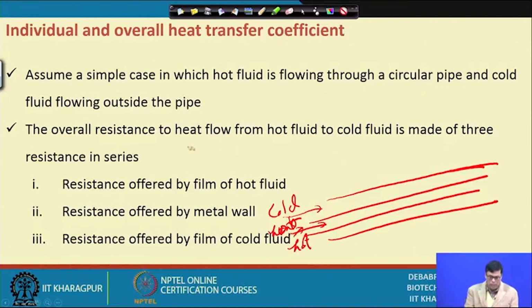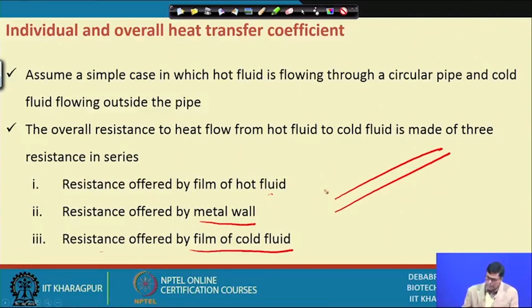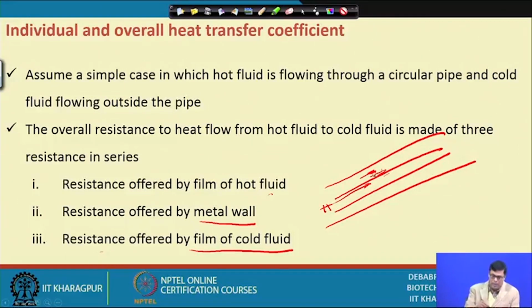So, the overall resistance to flow from the hot fluid to the cold fluid is measured by three resistances: the resistance offered by the film of hot fluid, the resistance offered by the metal wall, and the resistance offered by the film of the cold fluid. So, you have three different layers. Here, the hot film has a resistance, then the wall has a resistance, and the cold film has a resistance.